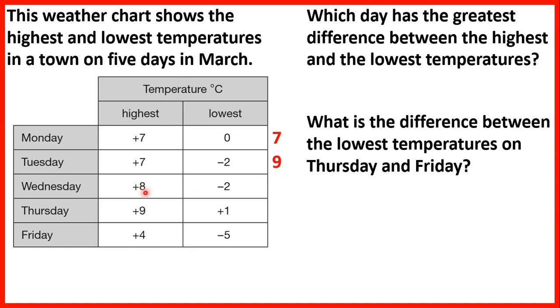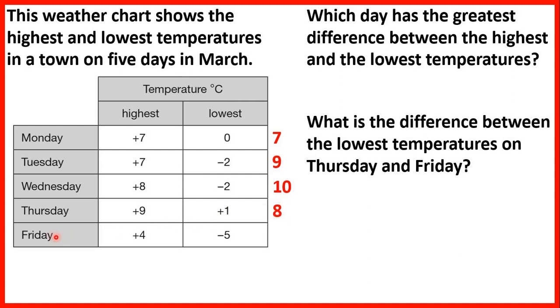Then we have +8 and -2, so again we've got a positive and a negative number, so 8 plus 2 is 10. Now on Thursday we have +9 and +1. So here we have two positive numbers. So to find the difference between two positive numbers, we subtract, and 9 minus 1 is 8.